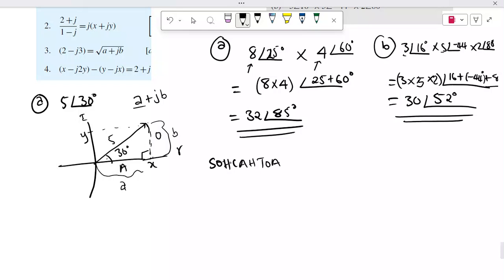Without wasting time, we know sine 30 is the opposite, which is b, over the hypotenuse, which is 5. Over 1, you can cross multiply, so b equals 5 sine 30, which is 2.5.